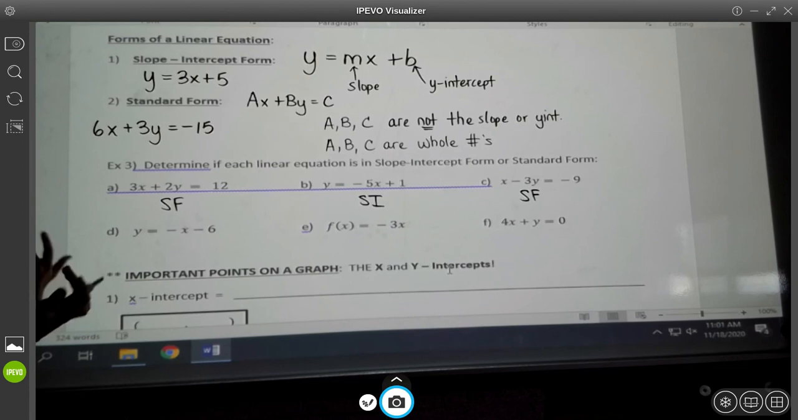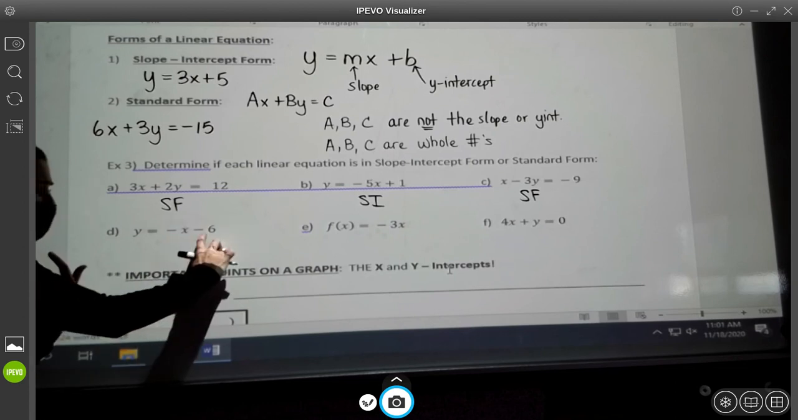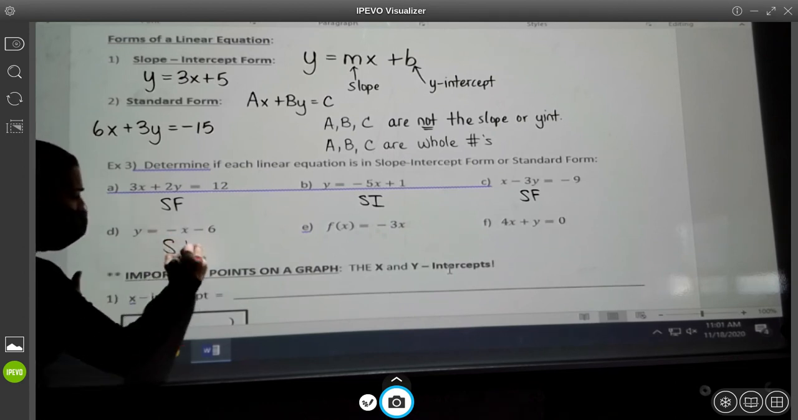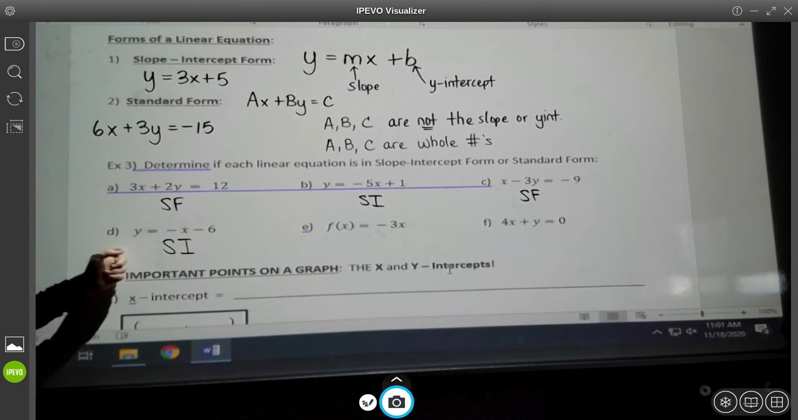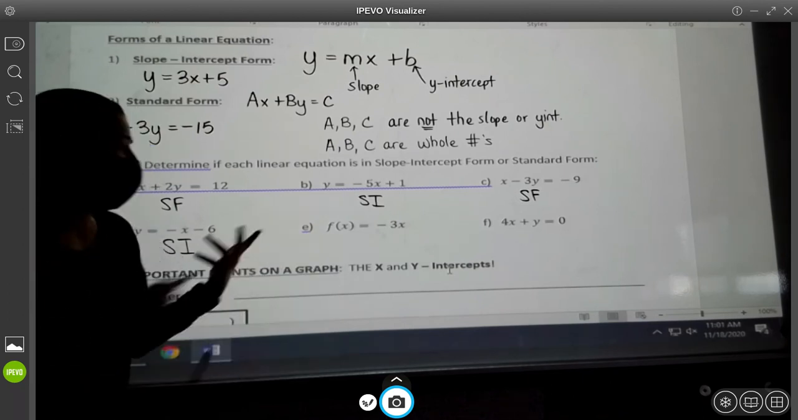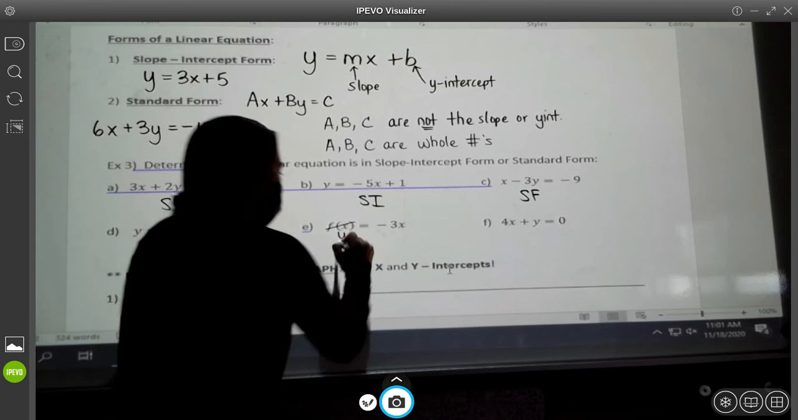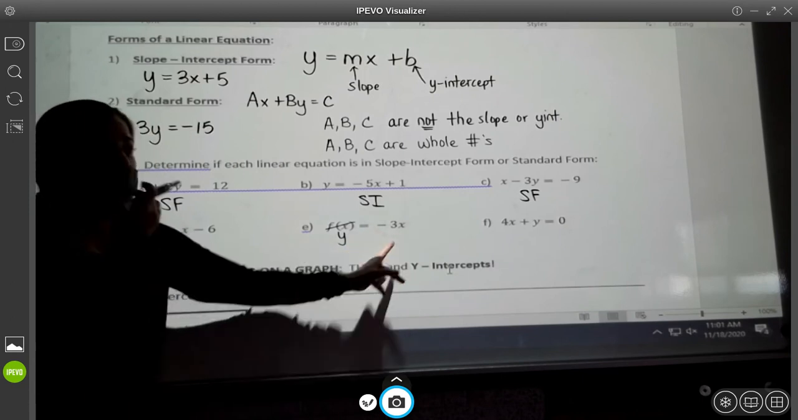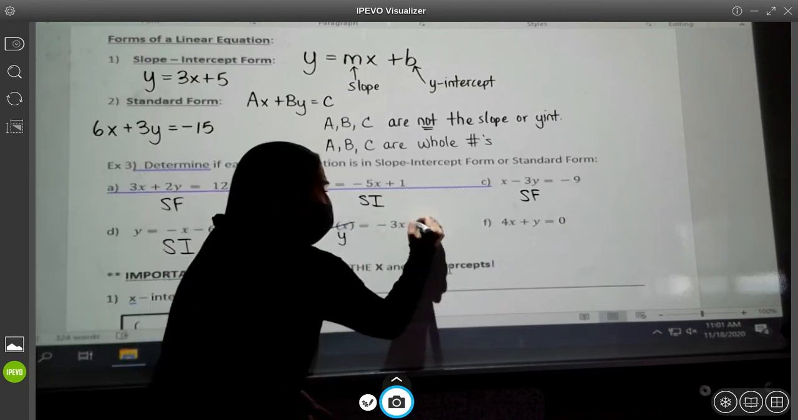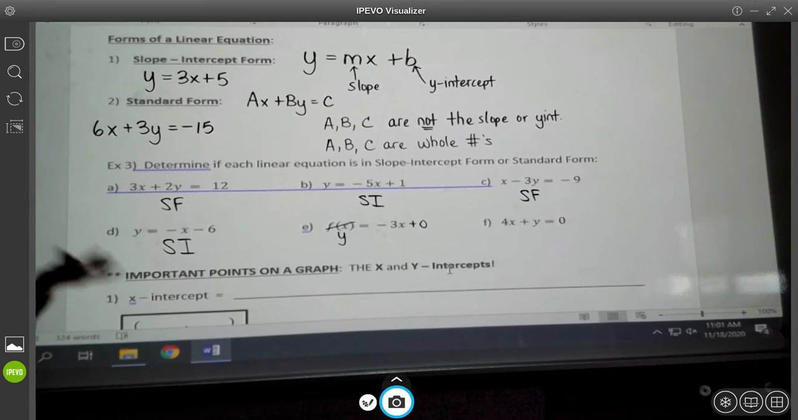F of x, and again, if you don't like f of x, just put a y. Y equals negative 3x. I couldn't even imagine a plus 0 on the end. Is that standard or slope? Slope-intercept. He's a good guy. All right, and then last, 4x plus y equals 0. What form is that in? Standard.